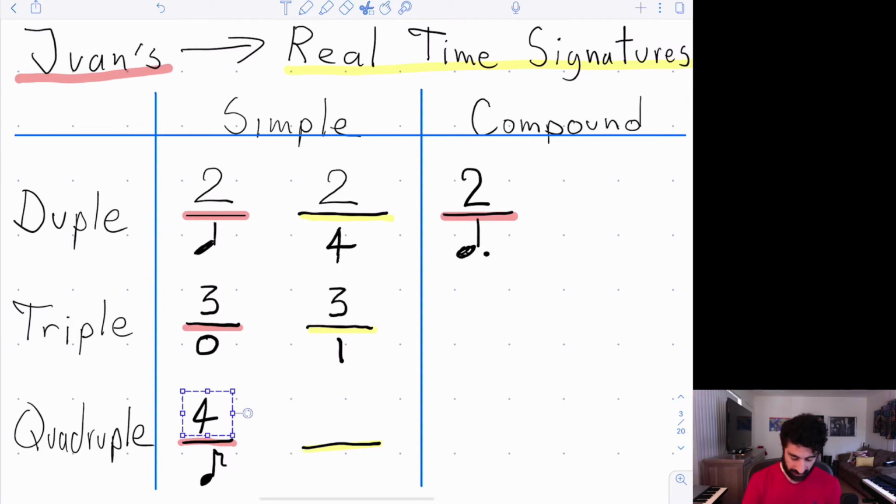This is a quadruple time signature, so it has 4 beats per measure, and the number that we use to represent 8th notes is number 8. This is how we will write that time signature.